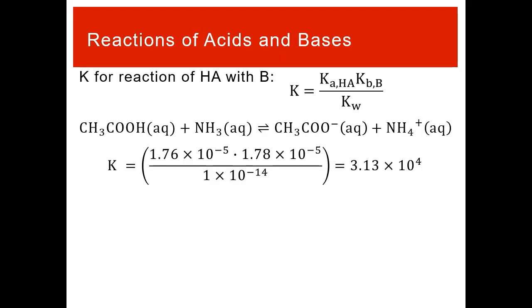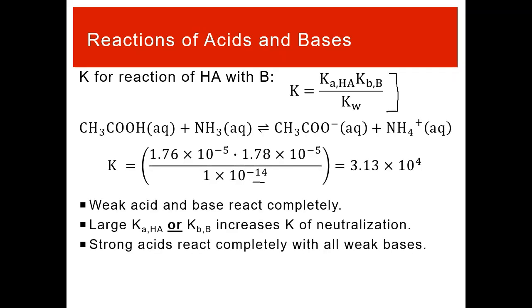You can actually get it in general. It's Ka times Kb divided by Kw. And if you remember, Kw is 10 to the negative 14th. So anything that is weak, when you divide it by 10 to the negative 14th, you're going to get a big number. So most acids and bases, even if they're weak, react to completion, and you can use stoichiometry, and you're going to be making these salts.